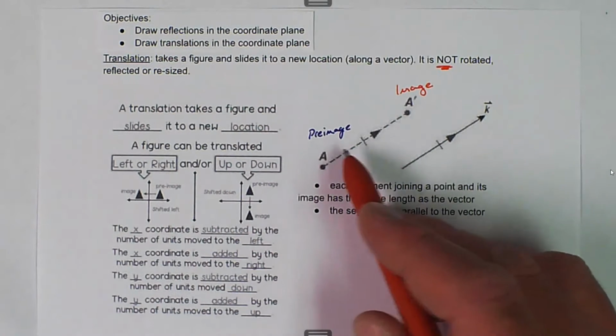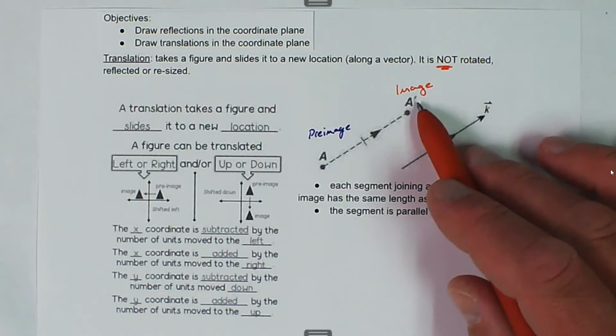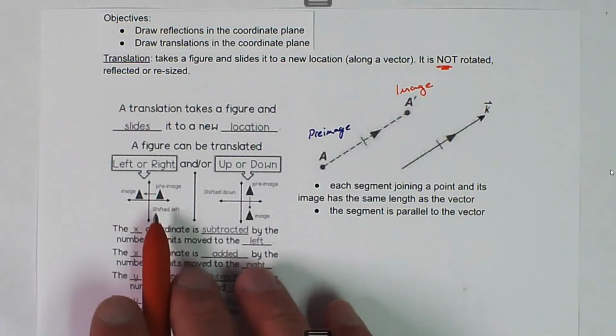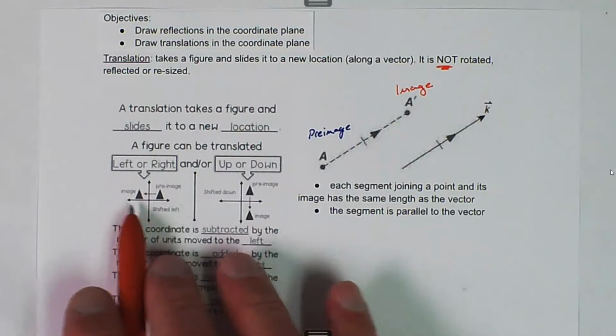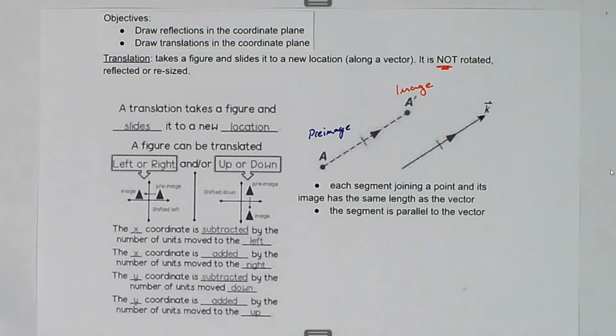So here we have the pre-image A. It's slid to a new location where A prime is, and that is the image. A figure can be translated left or right, and that has to do with the X value, and it can be translated up and down, and that has to do with the Y value.